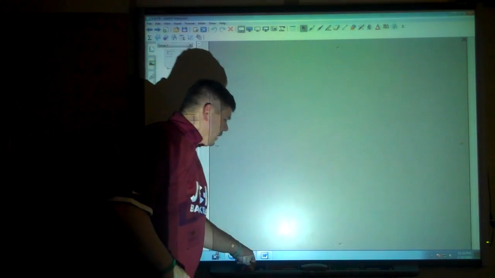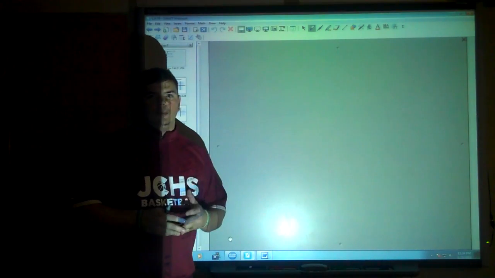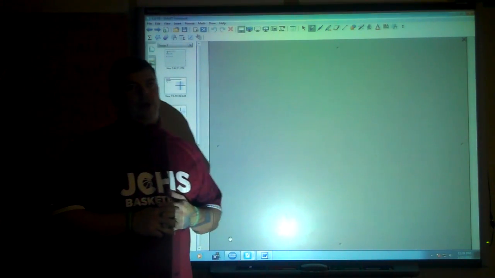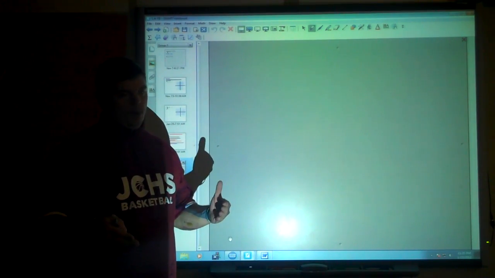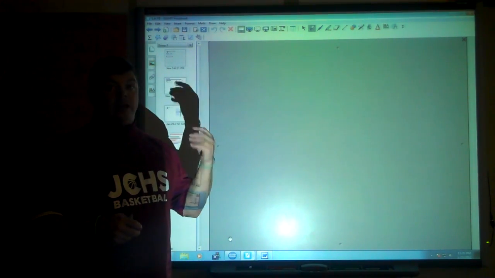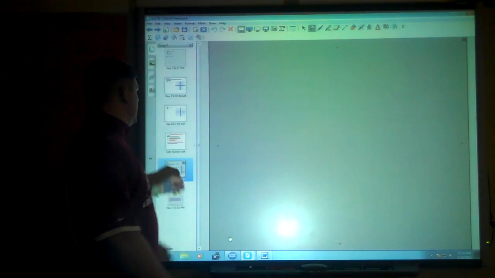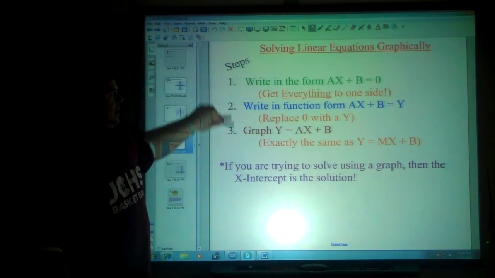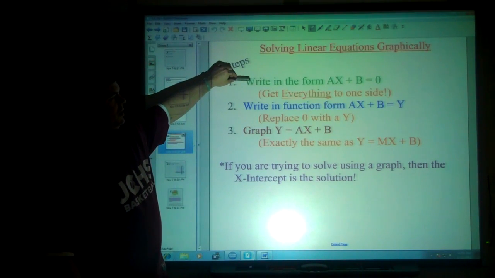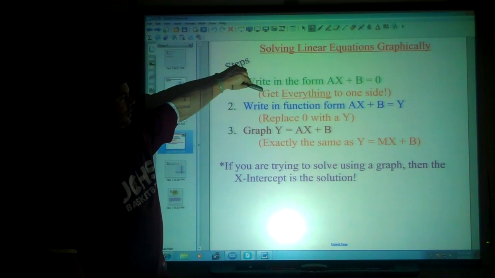Intro Algebra Lesson 4-7b. Last time we talked about using a graph to solve an equation. We know that we can use y equals mx plus b, or slope-intercept form, to take an equation and make a graph and look for where the graph crosses the x-axis. So these were just some steps we talked about last time. Writing it in the form of ax plus b is equal to 0. In other words, get everything to one side.